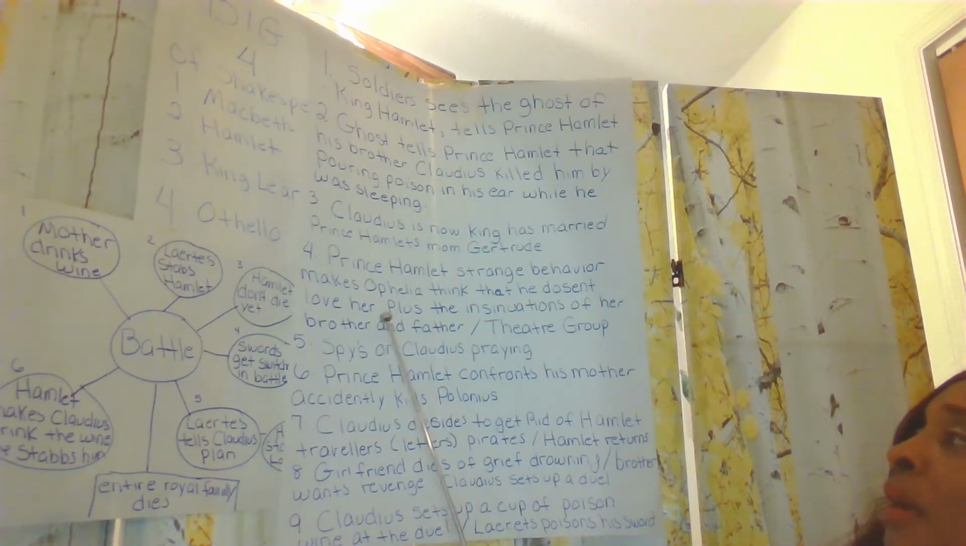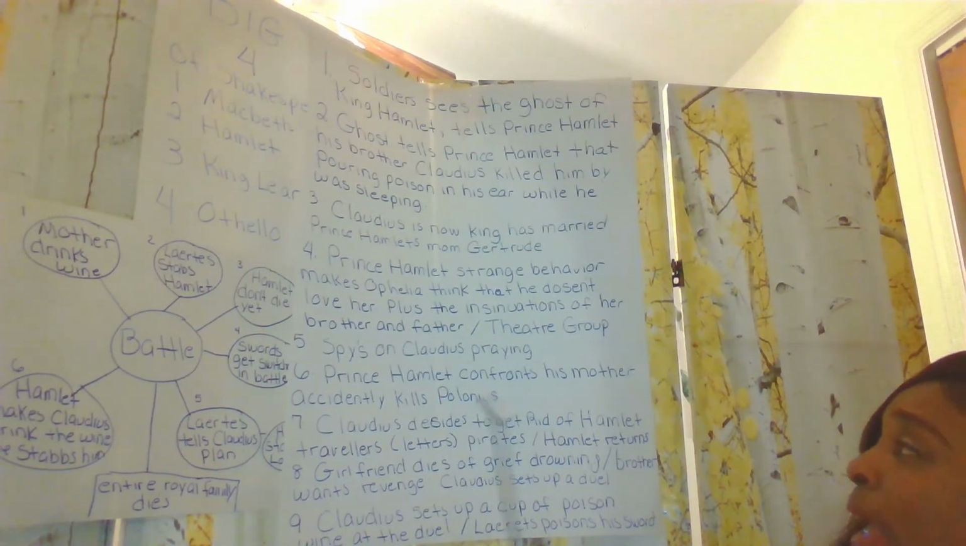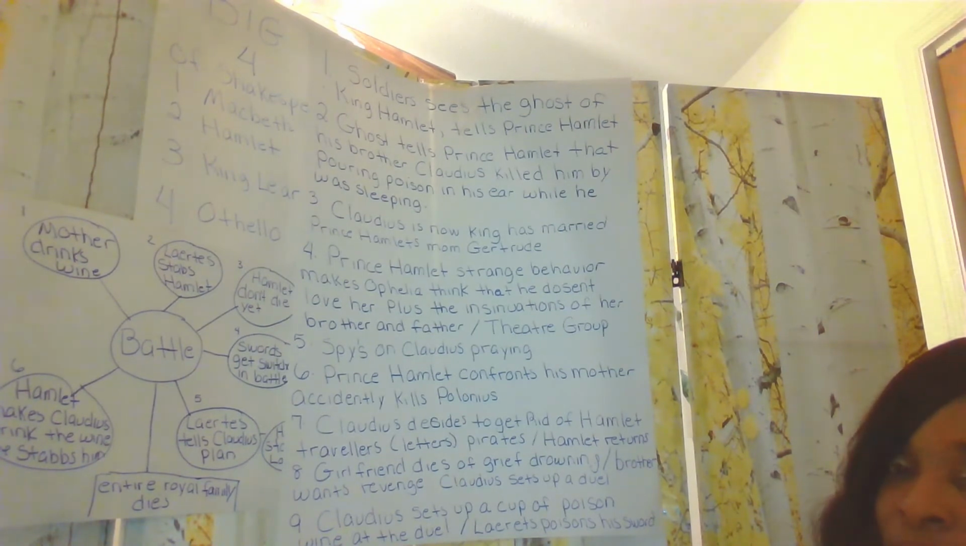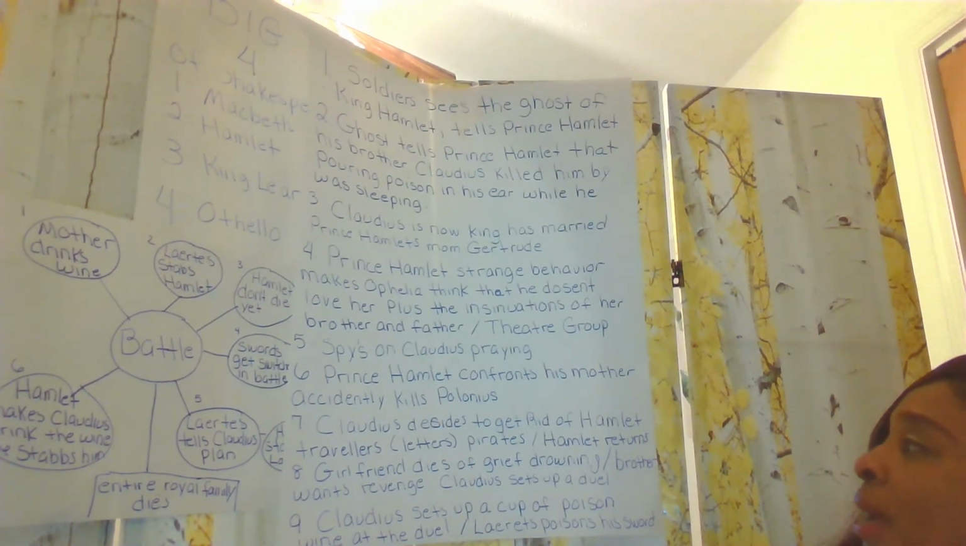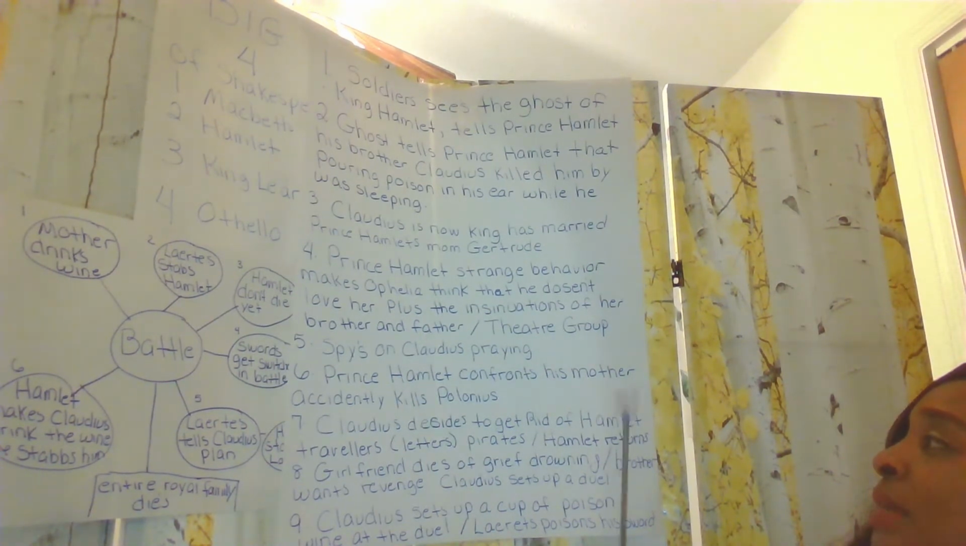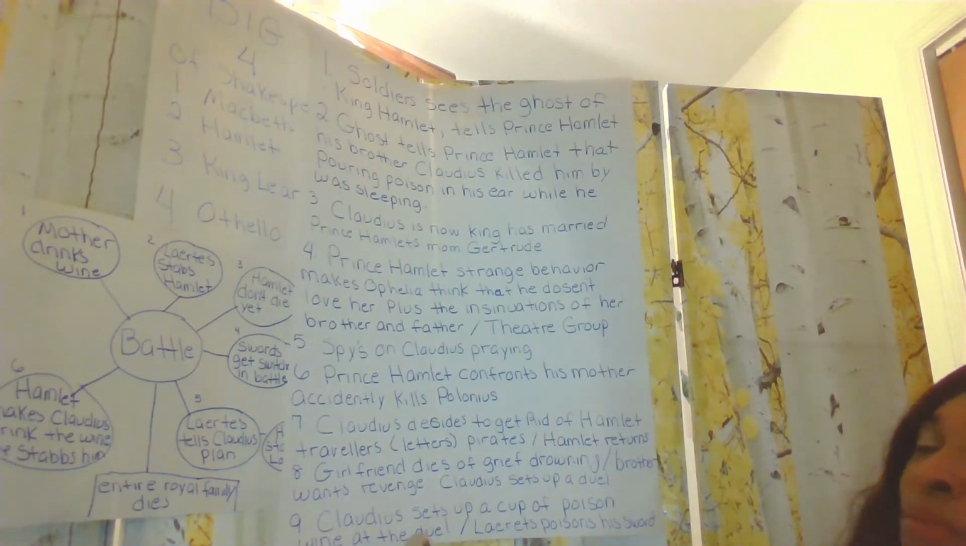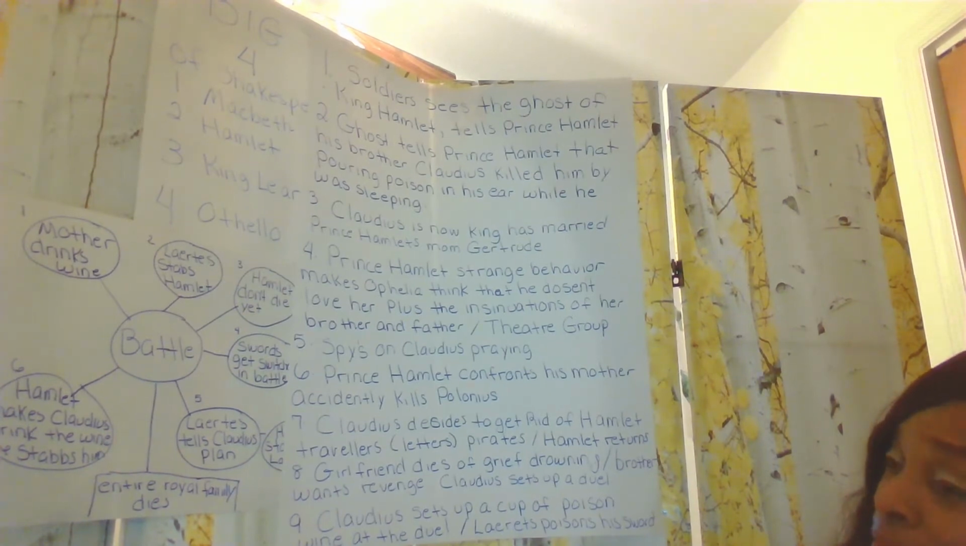Now, at this time, someone is behind the curtain, and Prince Hamlet thinks that it is Claudius. However, it's not Claudius. It is actually his girlfriend's father, Polonius. Because Prince Hamlet thinks that Claudius is behind the curtain, he stabs the curtain, and when he stabs the curtain, he accidentally kills his girlfriend's father.